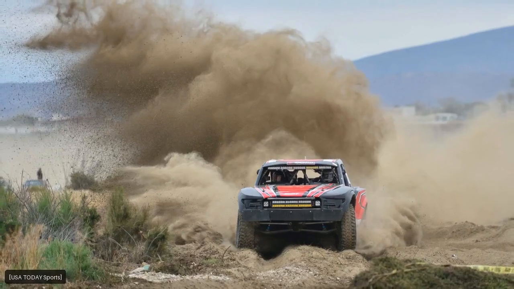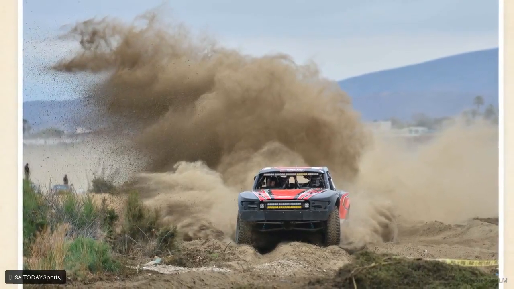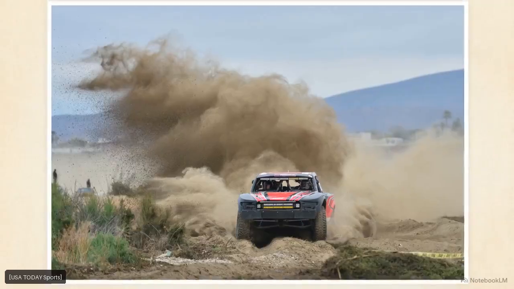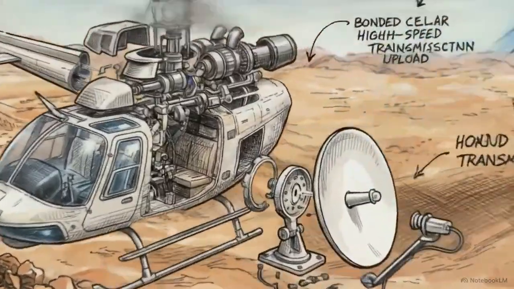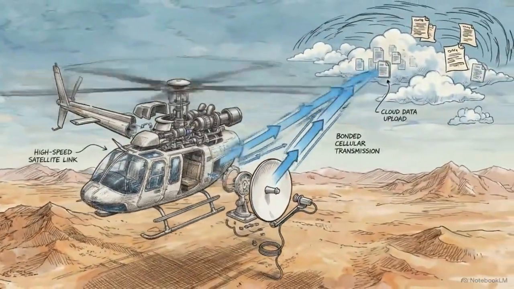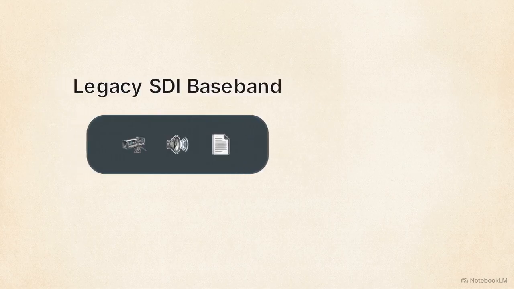True cloud-native production represents the edge of this evolution. In events like off-road desert racing, rolling a traditional OB van is physically impossible. Production teams mount bonded cellular packs and Starlink satellite connections directly to racing trucks and aerial chase helicopters. These high-speed feeds are beamed into a virtual cloud environment, allowing a geographically dispersed team to live switch the broadcast via a web browser. The protocol enabling this shift is SMPTE ST2110.